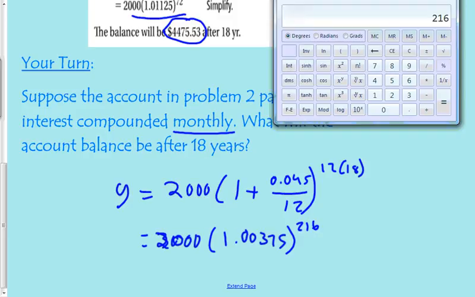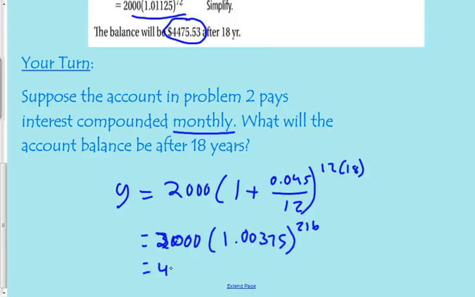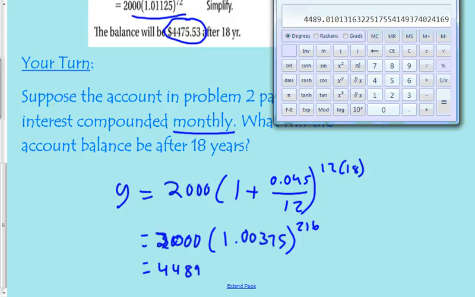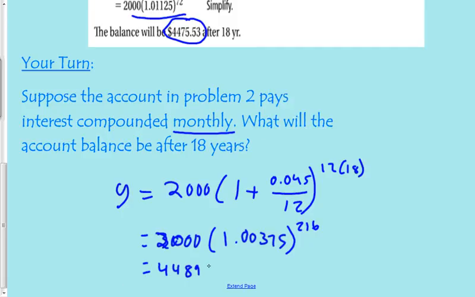So now if I do that, it's going to be, let's see, 1.00375 raised to the 216 power. Multiply that by 2,000. So, it didn't change it too much, but now it's at 44.89 and 1 cent. Whoops, 0.01, sorry.